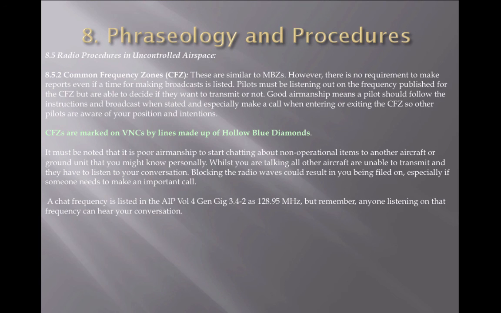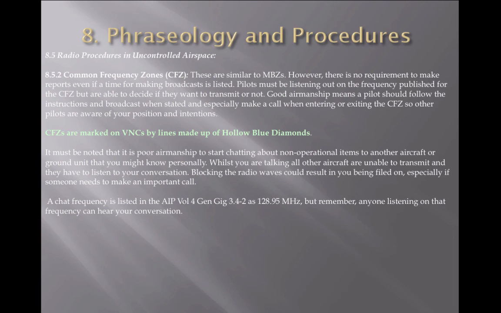Common frequency zones are similar to MBZs, however, there is no requirement to make reports even if a time for making a broadcast is listed. Pilots must be listening out on the frequency published for the CFZ, but are able to decide if they want to transmit or not. Good airmanship means a pilot should follow the instructions and broadcast when stated, and especially make calls when entering or exiting CFZs, so other pilots are aware of your position and intentions. Common frequency zones are marked on VNCs by lines made up of hollow blue diamonds.